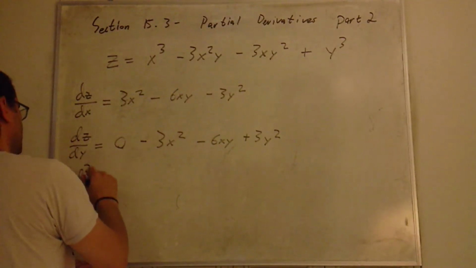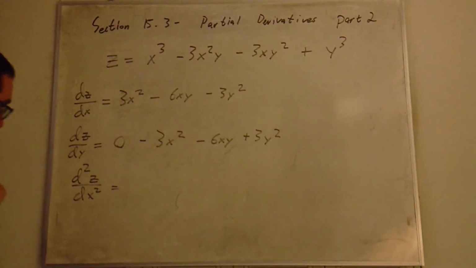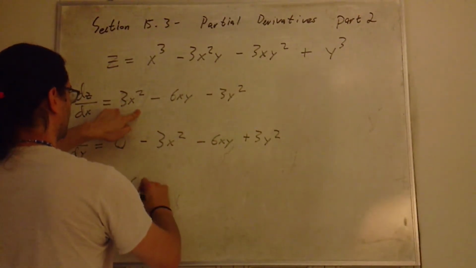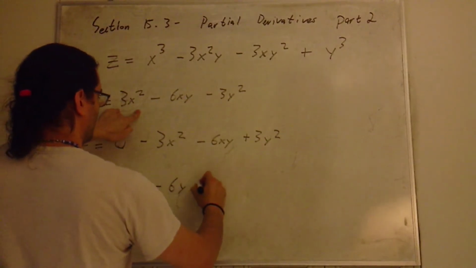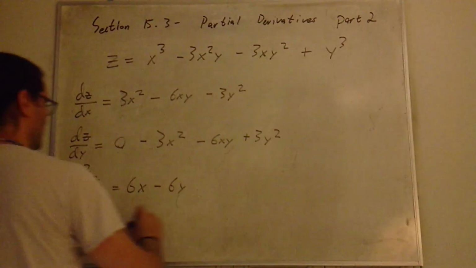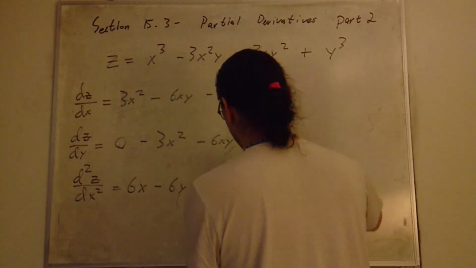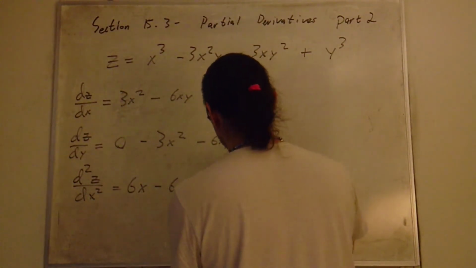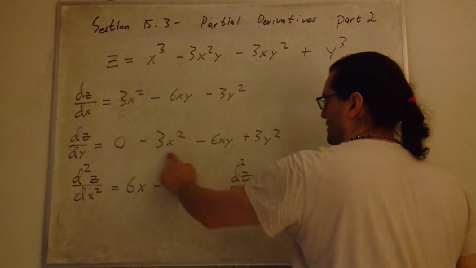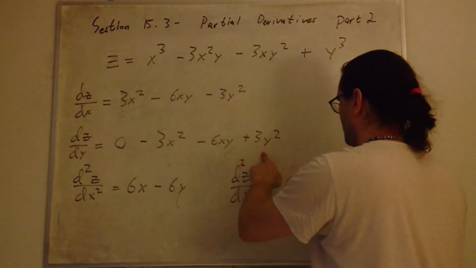The second derivative with respect to x twice should be 6x minus 6y plus nothing. The second derivative with respect to y, I hate drawing these squirrely d's. Second derivative with respect to y twice should be nothing, nothing, negative 6x plus 6y.